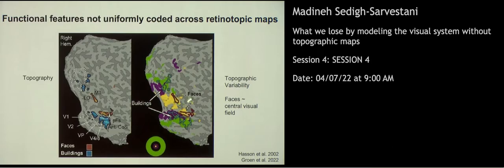So here on the right side, you can see the retinotopic map for the same region with foveal central regions in yellow and more parafoveal or peripheral regions in green. And the overlay shows you that the face-sensitive regions are also more sensitive to the foveal visual field. So there's a relationship between these two maps. And this is what I mean by topographic variability. Different regions of the retinotopic map are sensitive to different visual features.